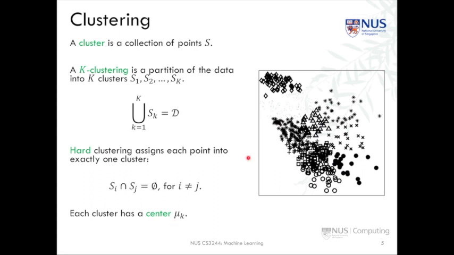So given a data set like the one on the right, what we'd like to be able to do is have our algorithm label these points with a cluster membership, meaning one of these k clusters. The output would be something like this, where each of the symbols would have a different color and shape depending on which cluster it belonged to.